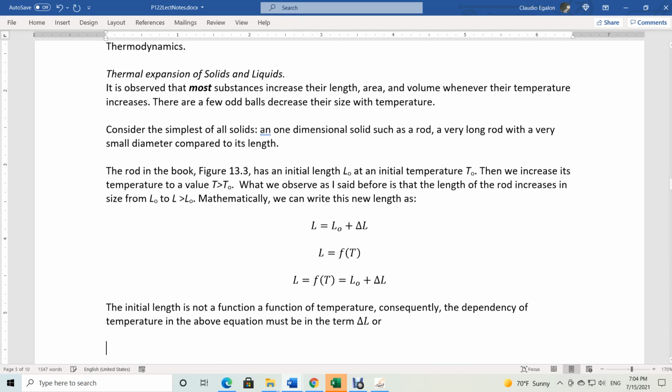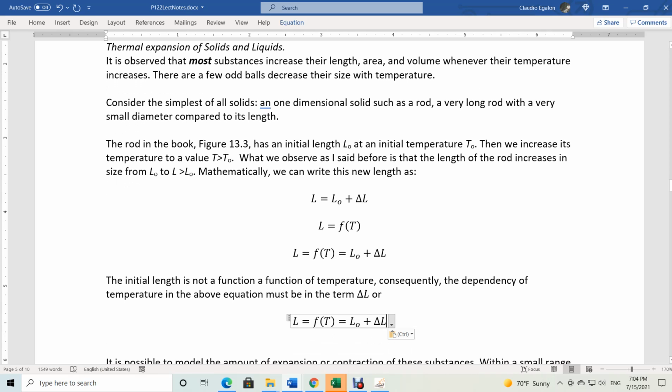Or, here you go, delta L is equal to a different function, not a function f, but I'm going to represent that by a different function g.